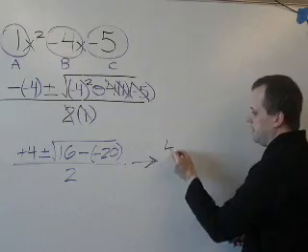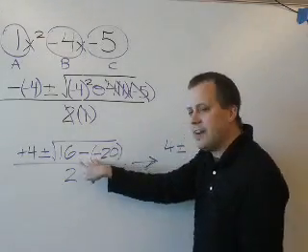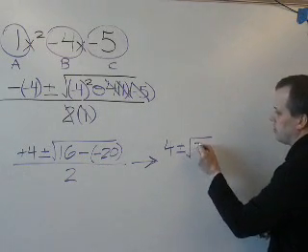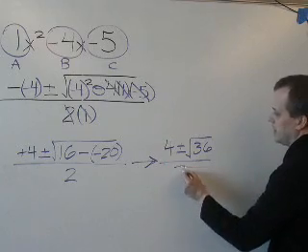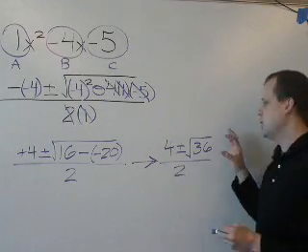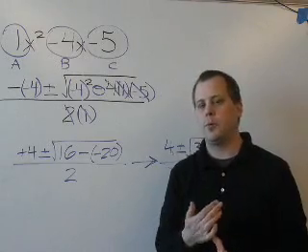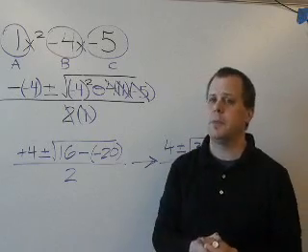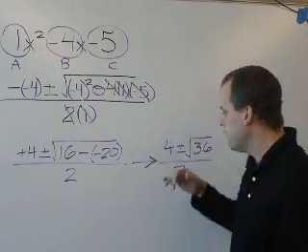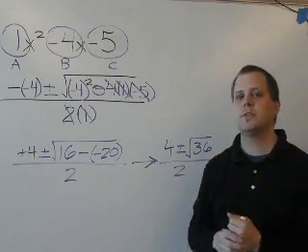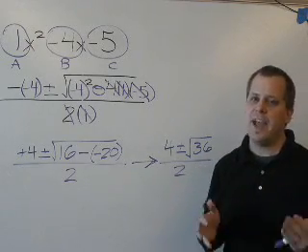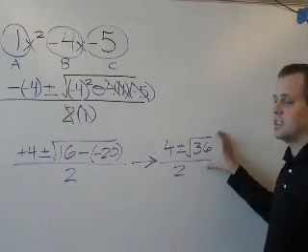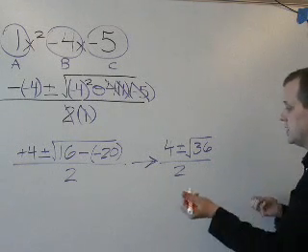I rewrite my problem. I've got 4 plus or minus. I see that I have 2 negatives, so 2 negatives will make a positive. So now this is the square root of 36 divided by 2. Now, when I do square roots, I can do it on a calculator where I push the second button and then the x squared button. That pops up the square root symbol. However, I could also say to myself, what 2 numbers do I multiply to get 36? They have to be the same number. Well, the 2 numbers I'm thinking of are 6 and 6. So the square root of 36 is 6.